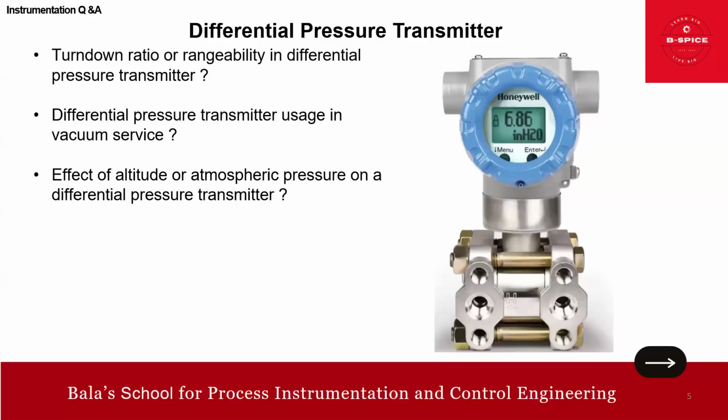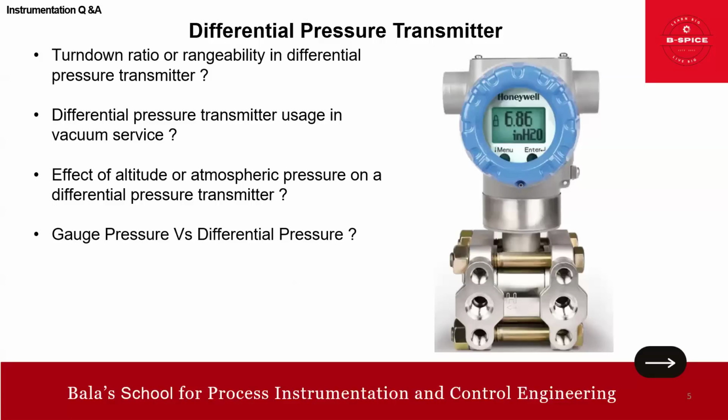However, if one of the pressure ports is open to atmosphere, the transmitter will measure the pressure relative to atmospheric pressure, which can vary with altitude or weather conditions. Basically, the effect of altitude or atmospheric pressure on a differential pressure transmitter is very small, because it measures the difference between 2 points. That is a point.